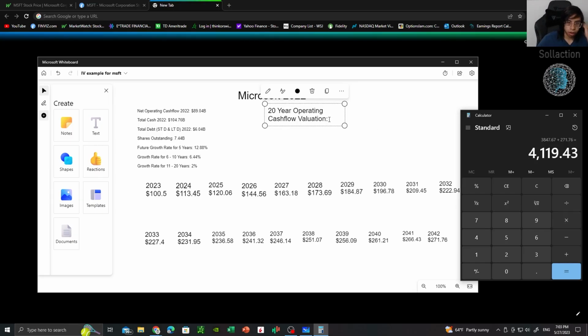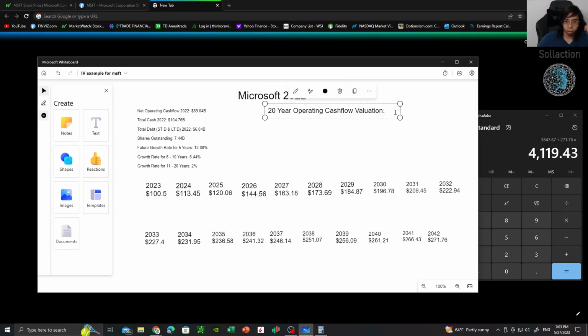What does this number mean? What this number means is this huge number. This means that Microsoft is worth $4,119 billion, which is technically $4.1 trillion. That's in total what it's worth right now for 20 years.